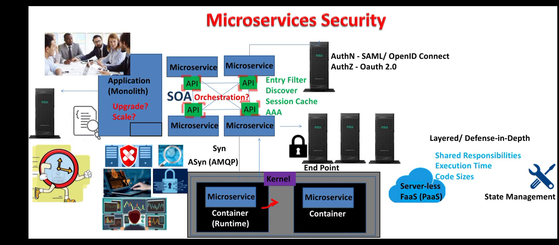For example, the authentication can be offloaded to a SAML server or security assertion markup language server, or maybe to OpenID Connect. And authorization can be offloaded to an OAuth authorization server. So a user over the internet will first approach the authentication server to get authenticated, and then he will approach the authorization server to get authorization to access a specific microservice.